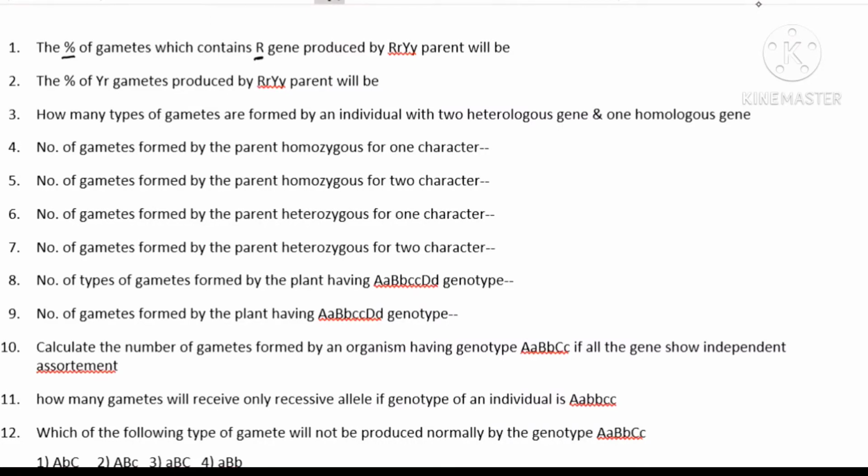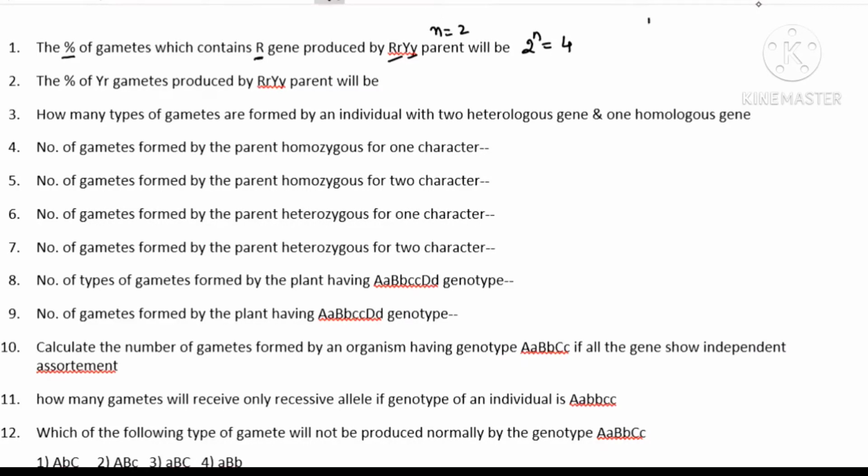So how will you solve this? First of all, you know this is heterozygous, and this is also heterozygous. So how many types of gametes? You have to apply a simple formula and you will get 4 types of gametes, because here the value of n is equal to 2. Is it clear now? How will you make the gametes?